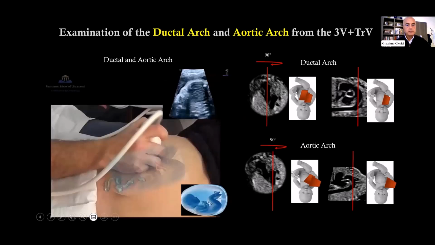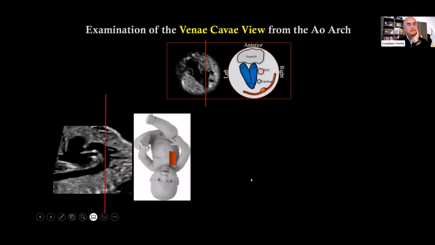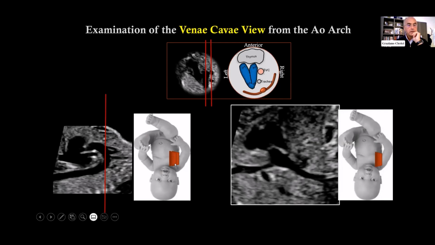Finally, I will show you the methodology to get the vena cava view, and I suggest to start from the aortic arch. You can see here in the three-vessel and trachea view, the superior vena cava is very close and to the right of the ascending aorta. So you have to move the transducer laterally to the right shoulder, and when you are with the alignment, you have to turn the transducer 90 degrees in order to see the venous return into the right atrium.